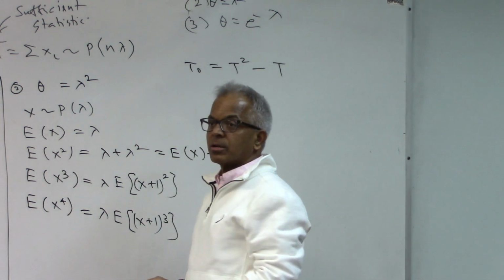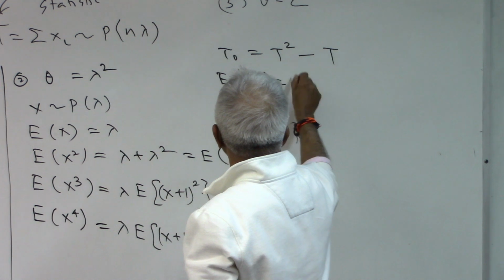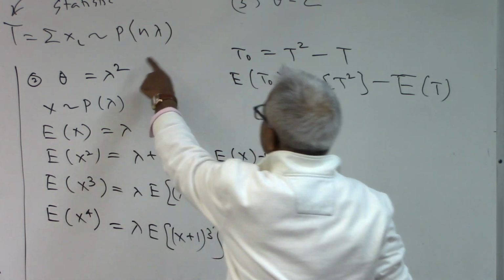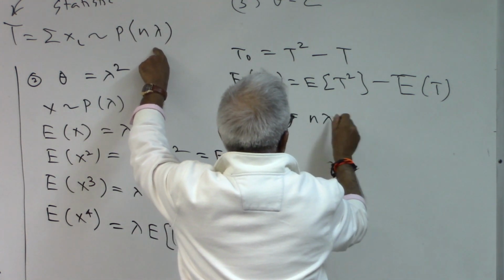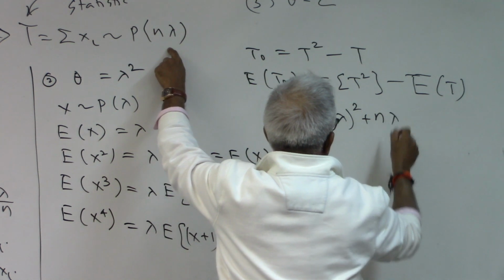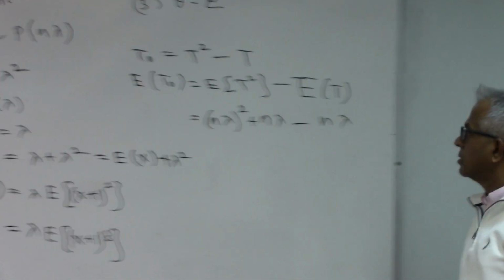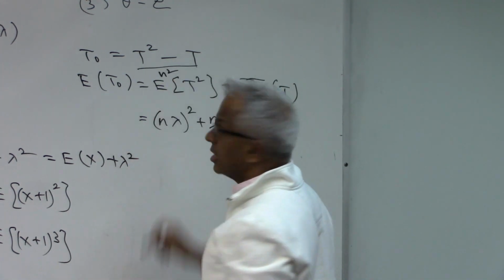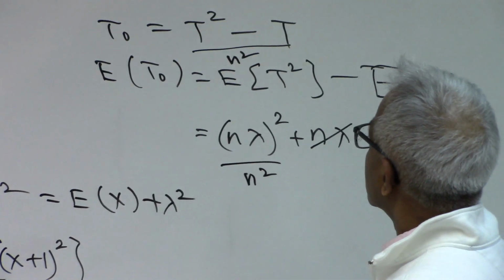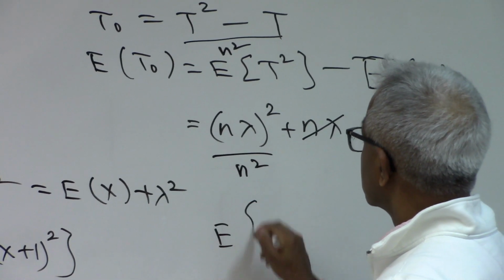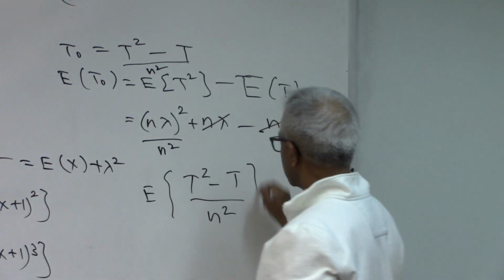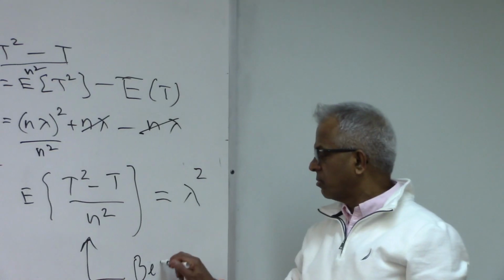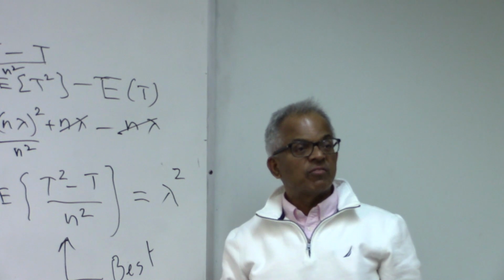So let's see what's the expected value of T naught. That's the expected value of T squared minus T, where T is Poisson with parameter n lambda. So this is n lambda squared plus n lambda minus n lambda, right? So this cancels. You can see if I divide this by n squared, then everything is good. So this is the best estimator. Why? From the theorem, we found an estimator which is a function of the sufficient statistic.